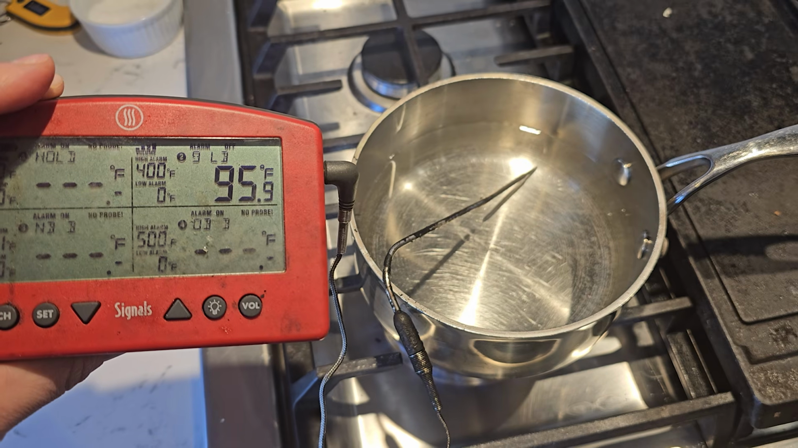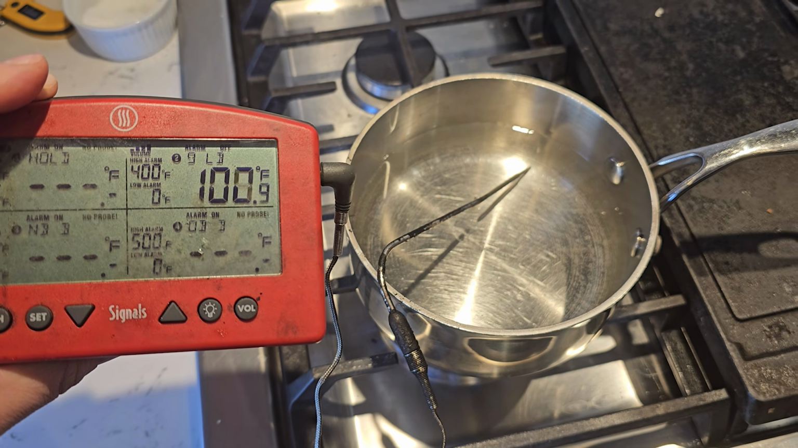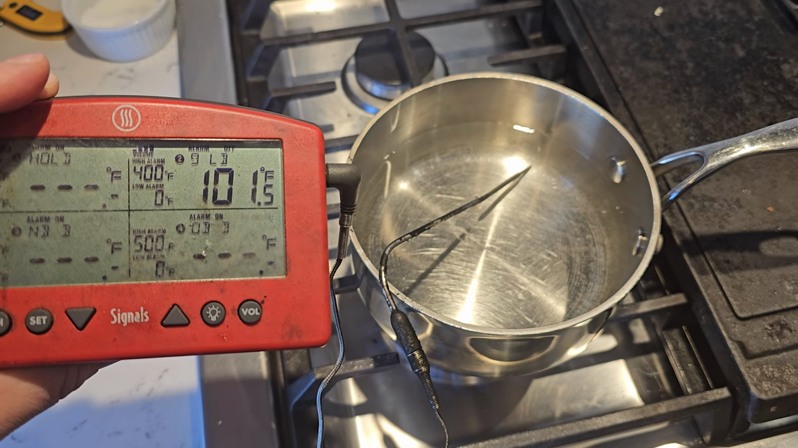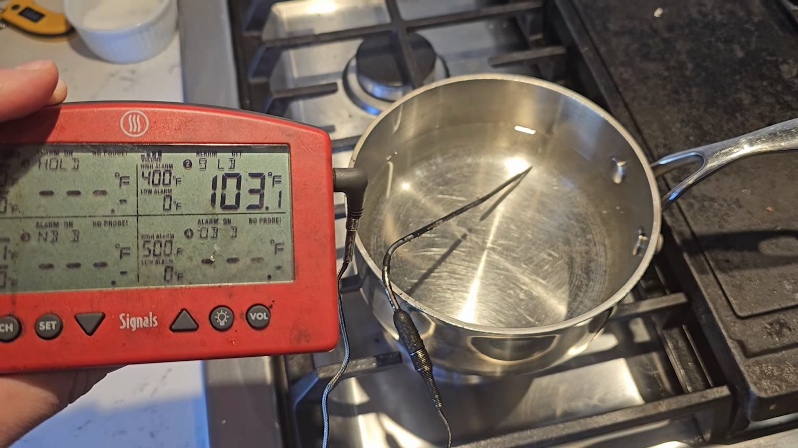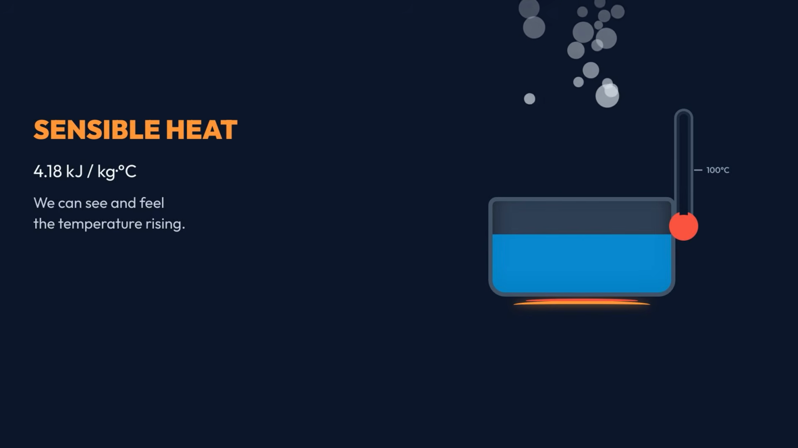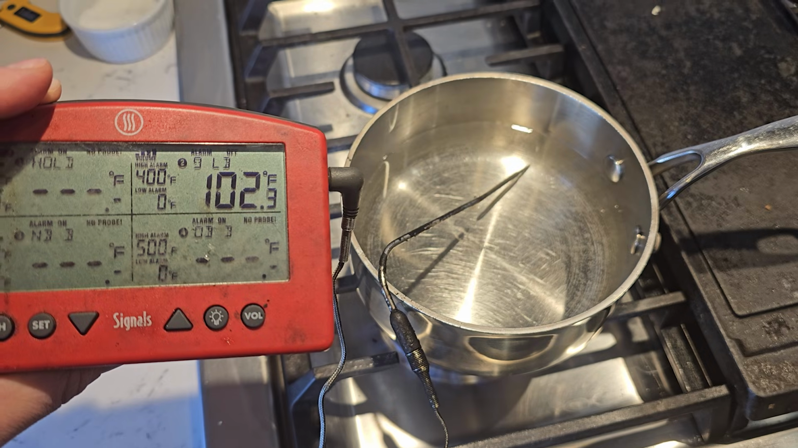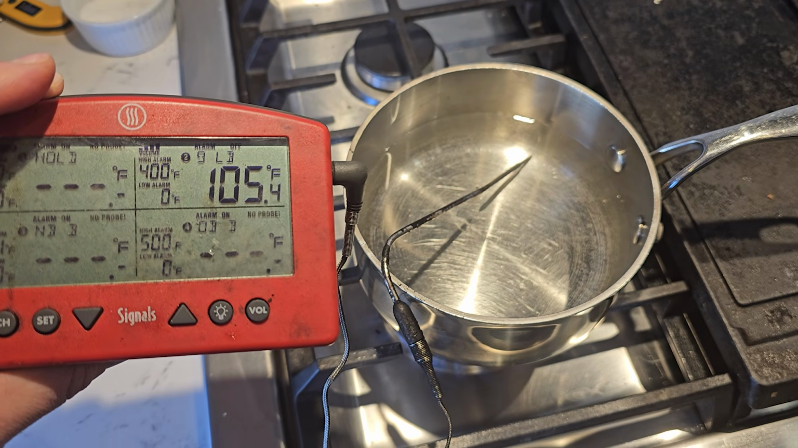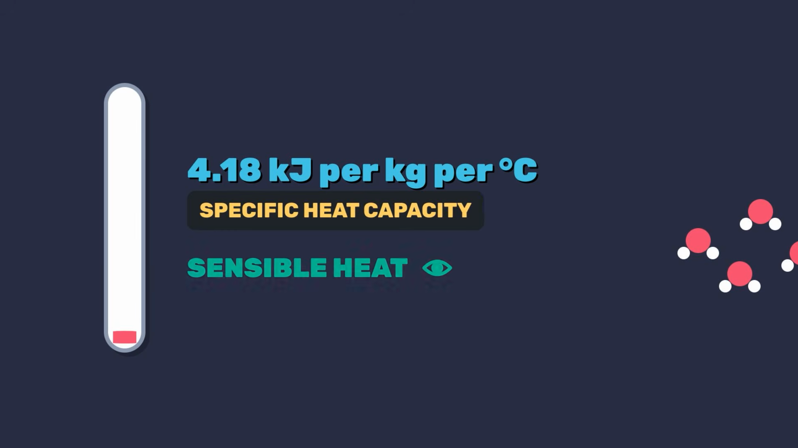So TLDR, water holds on to way more heat than other stuff, but it also has another superpower, a kind of built-in temperature safety limit that makes it really useful for cooking. Let me explain. To raise the temperature of liquid water by 1 Celsius degree, you need 4.18 kilojoules of energy. That's its specific heat capacity. Now, we can see and feel that the temperature of the water is going up as we put this energy into the water, and that's why we call it sensible heat.